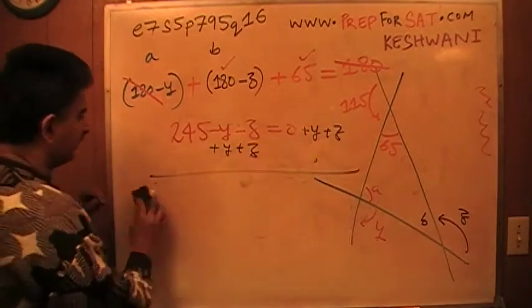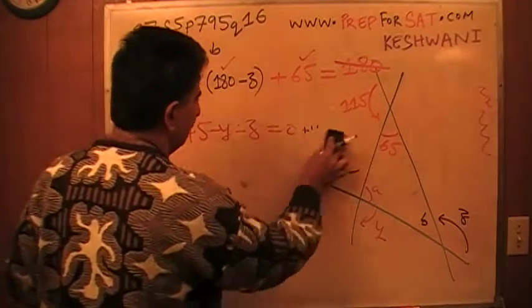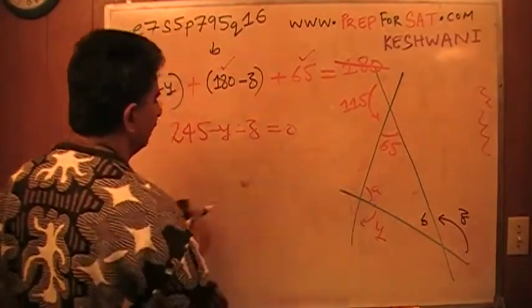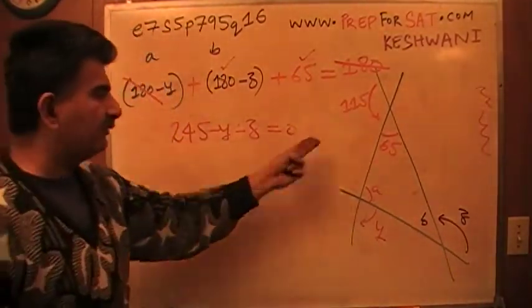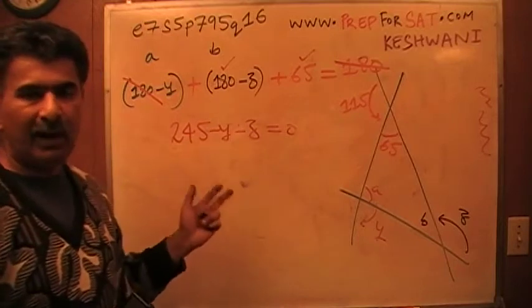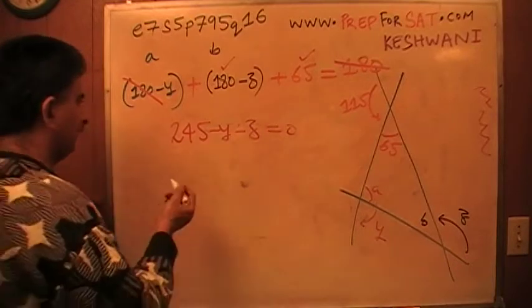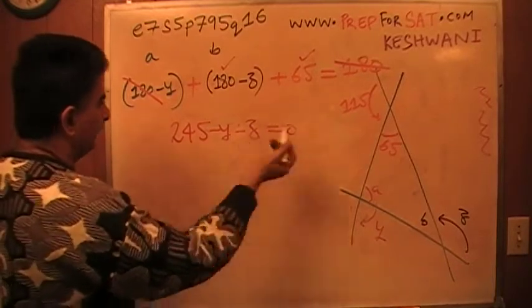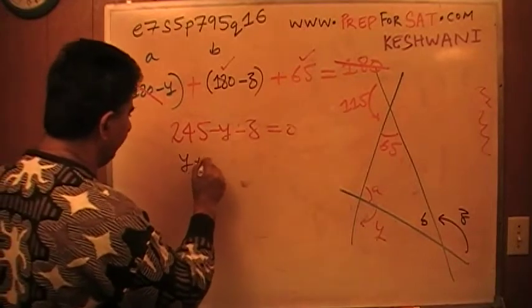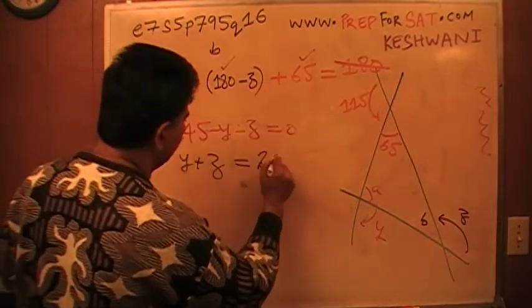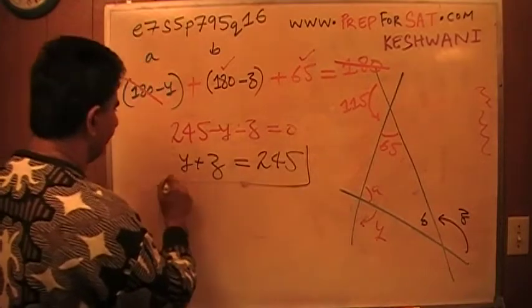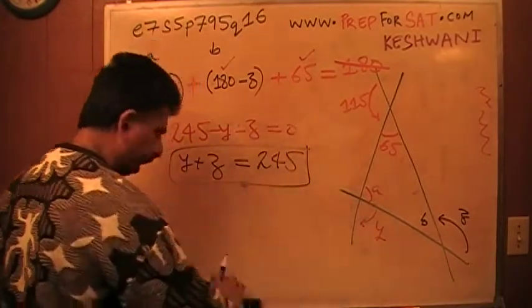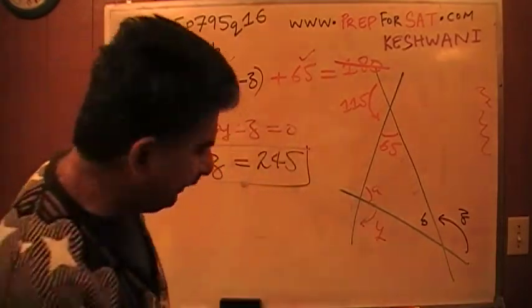When I say bring the y and the z on the other side, that just means add y and z to both sides. Add positive y and positive z to both sides. So y plus z equals 245. That's all. The answer is E.